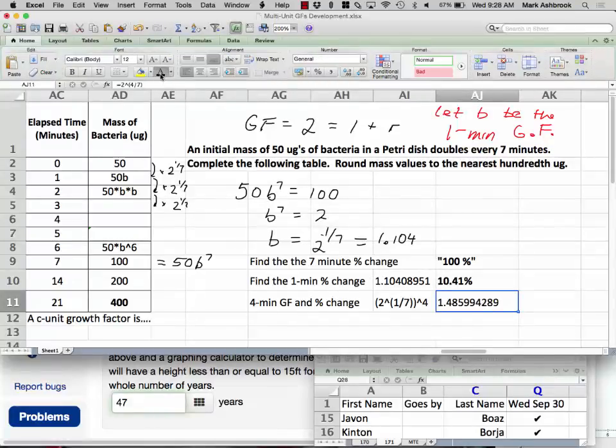All right, so you could also express it as, is that right? So that's an approximation for this, 2 to the 1/7 to the 4th. That's our 4-minute growth factor. Therefore, percent change is? Yeah, pretty dang close to 48.6% increase every 4 minutes.